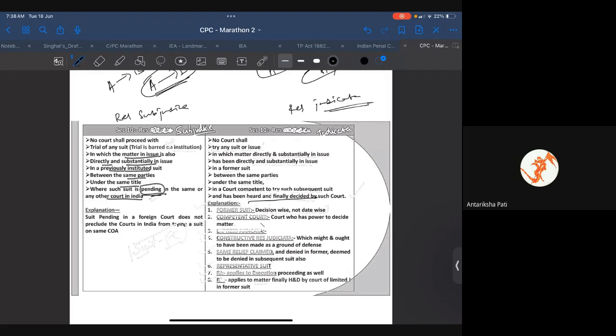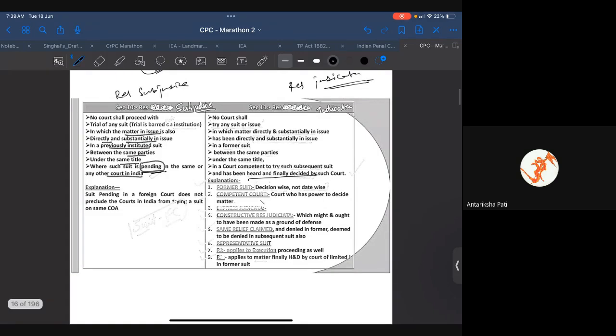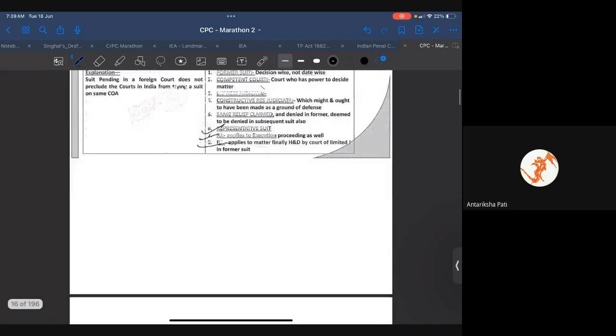Now, constructive res judicata: if a ground of attack which might or ought to have been taken has not been taken, then that's constructive res judicata. Okay. Now, if the same relief is claimed and denied in the former suit, it is deemed to be denied in the subsequent suit also. Now it is also applicable to a representative suit. Res judicata applies to execution proceedings as well, and it applies to a matter finally heard and decided by a court of limited jurisdiction also. That also you will see under section 11. So section 10 and section 11: res sub judice and res judicata.